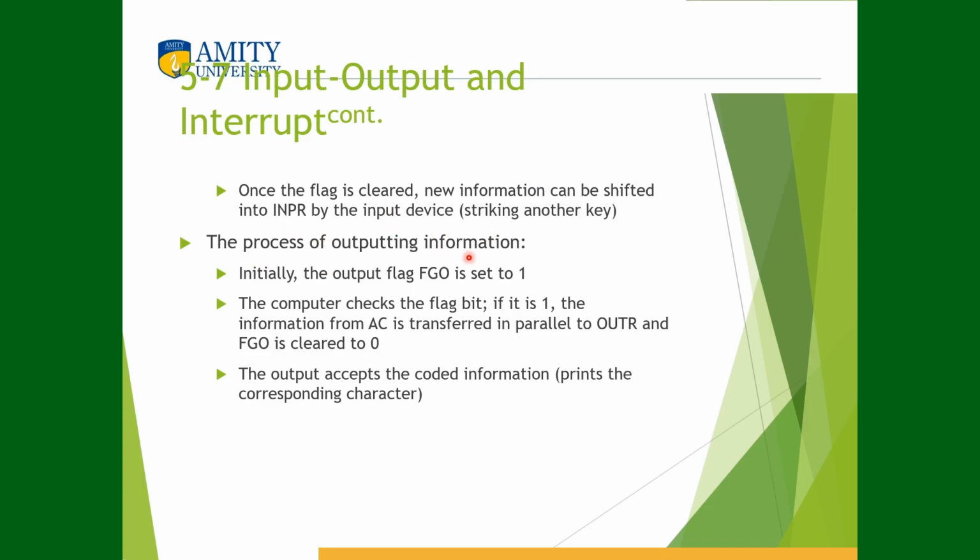The process of outputting information follows these 3 steps. Initially FGO is set to 1, so the computer checks the flag bit. If it's 1, then it is able to transfer the data to the output register in parallel, and once the data is transferred, FGO is cleared and set to 0. The output accepts the coded information, and hence the printer is able to print the corresponding character.